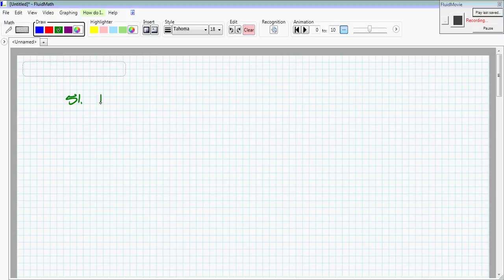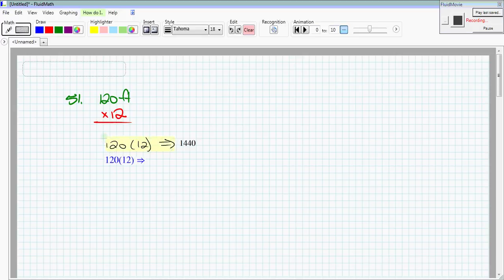Well, that's just very simple multiplication. 120 feet. There are 12 inches in each foot, so all we're going to do is take 120 and multiply it by 12. And when we do so, what we get is 1,440 inches. So that's question 51.